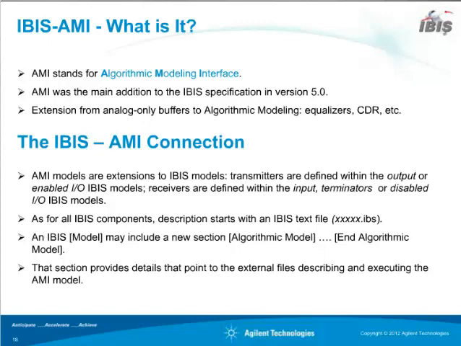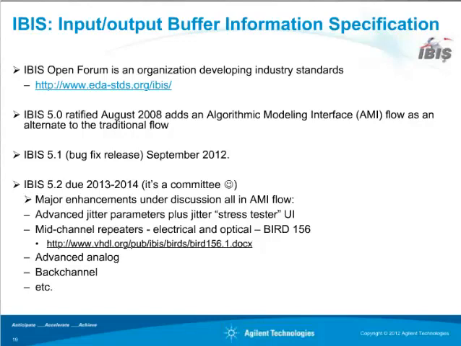So here is just a little background on IBIS 5.0. You'll see the link there to the industry body. IBIS 5.0, which started the AMI part, goes back as far as 2008, and the industry has been looking at this and slowly adopting since that time. 5.1, which was this year, was really as a result of a lot of feedback from the early standard. And 5.2, due sometime this year, maybe next year.